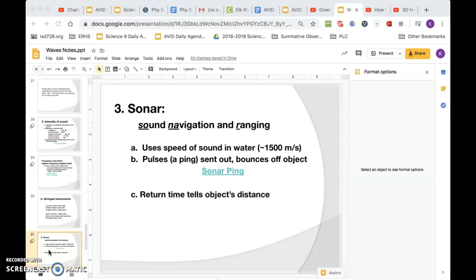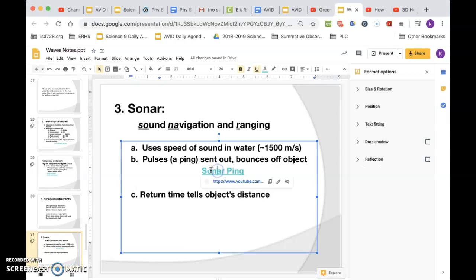It's actually kind of a smushed together abbreviation of a phrase. So sound, navigation, and ranging put together makes our word sonar. It uses the speed of sound in water, which roughly is about 1,500 meters per second. A pulse or a ping is sent out and bounces off an object and returns. And in doing so, we can figure out how far that object is away. So the return time tells us the object's distance.